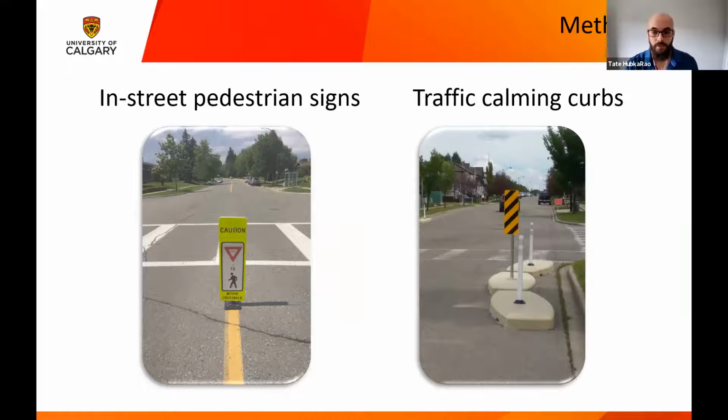And just for context, speed limits at all Calgary schools during this study period are set at 30 kilometers per hour between 7:30 a.m. and 9 p.m. And then between 9 p.m. and 7:30 a.m., they're at 50 kilometers an hour.